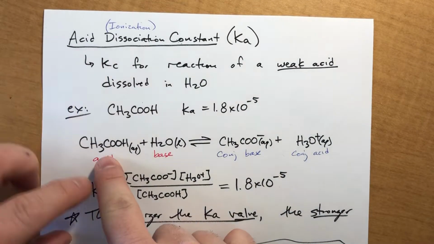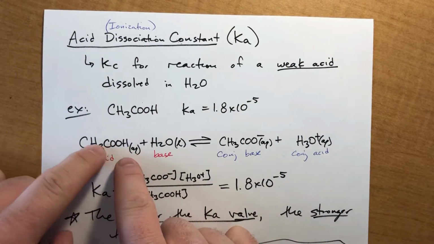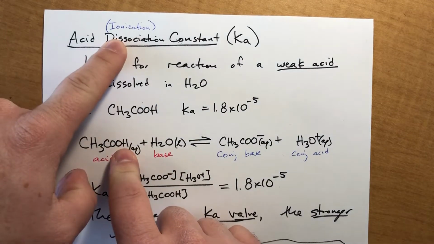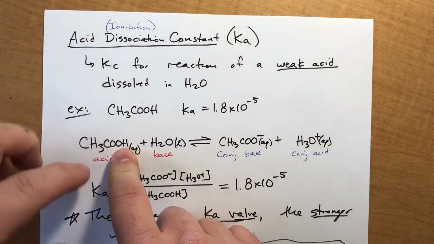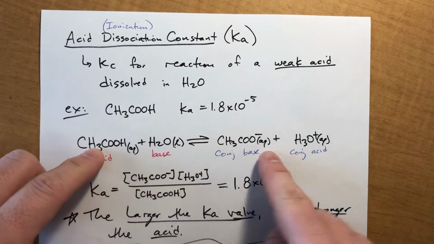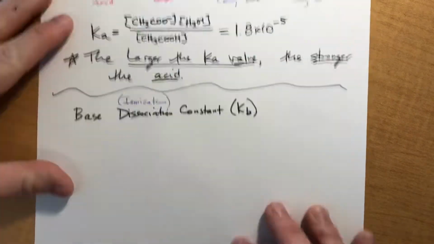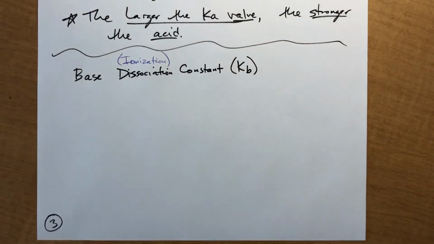This is what happens when this thing breaks apart into the molecule and the H plus comes off, which is why it's called dissociation. It's also called ionization because molecules are splitting into ions. Either one is acceptable. The same thing is going to happen for bases.